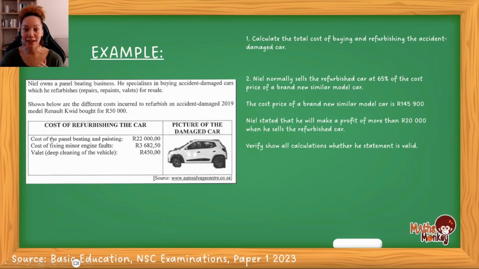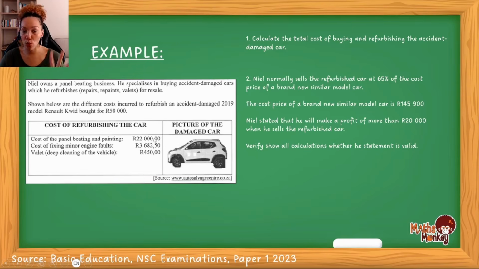Neil owns a panel beating business. He specializes in buying accident damaged cars, which he then refurbishes, repairs, repaints, and valets for resale. Shown below are the different costs incurred to refurbish an accident damaged 2019 model Renault Kwid bought for 50,000 Rand. Cost of refurbishing the car: here they give you the 3 costs of what it would cost you to fix the car, and then the actual picture of the car.